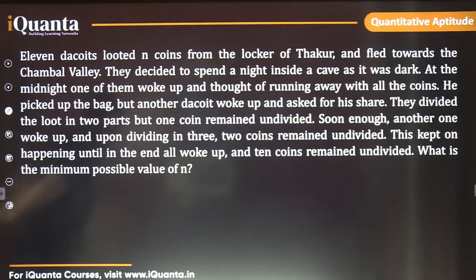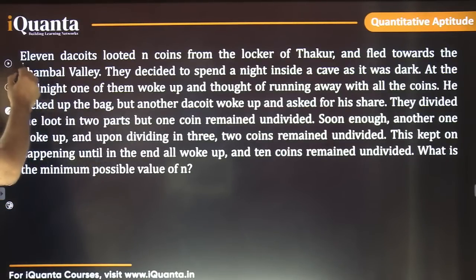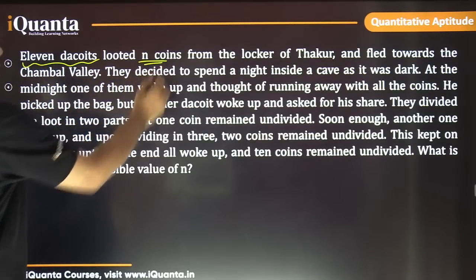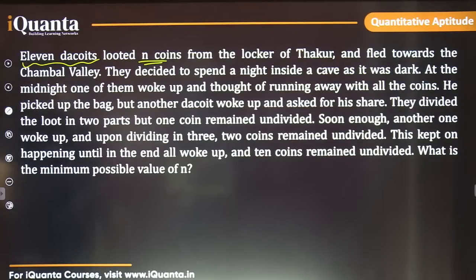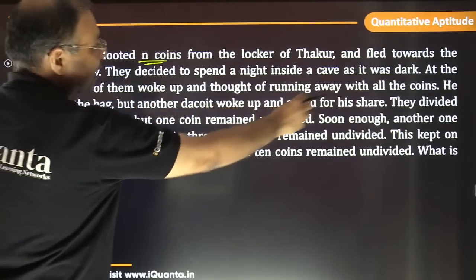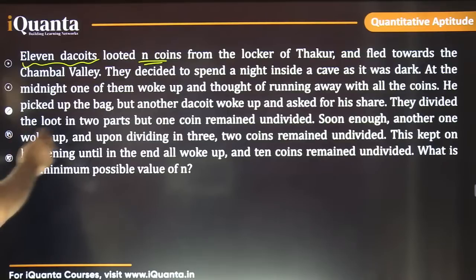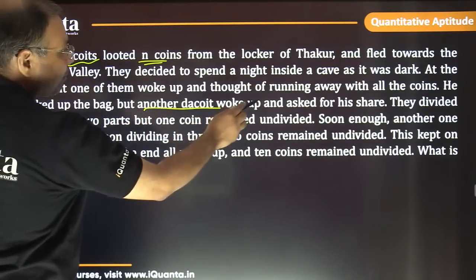Yes, of course, Shaurya, it is a revision only. Please answer this question fast before we finish this session. Let me read it. 11 dacoits looted n coins. There are 11 dacoits. They looted n coins from the locker of Thakur and fled towards the Chambal Valley. They decided to spend a night inside a cave as it was dark. At midnight, one of them woke up and thought of running away with all the coins. He picked up the bag, but another dacoit woke up and asked for his share.